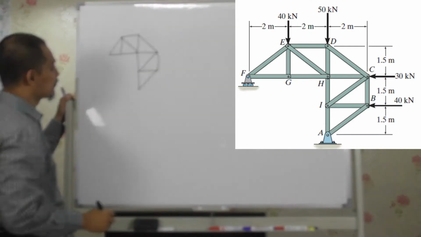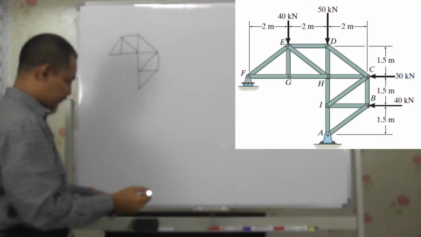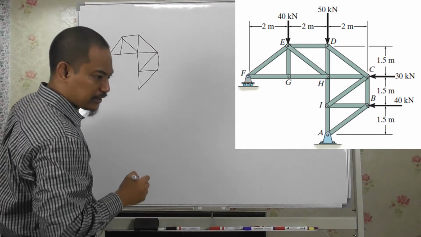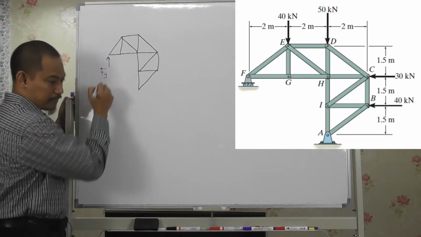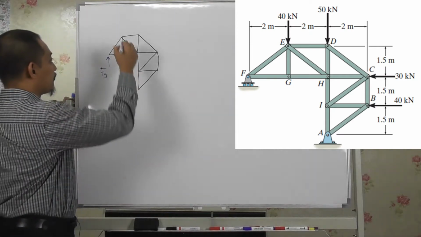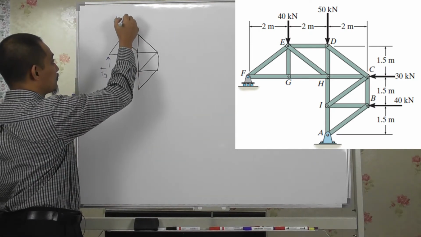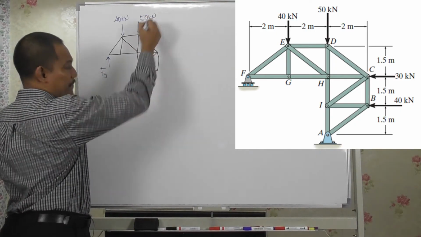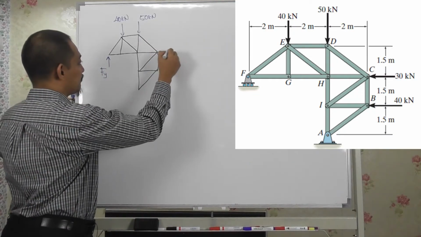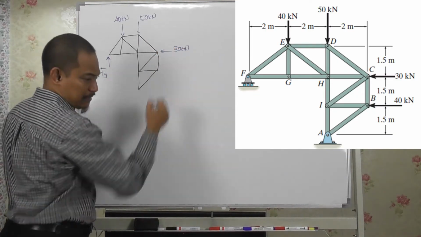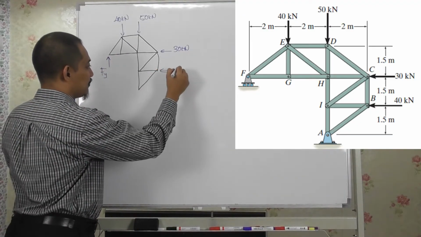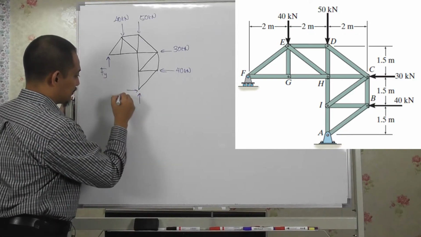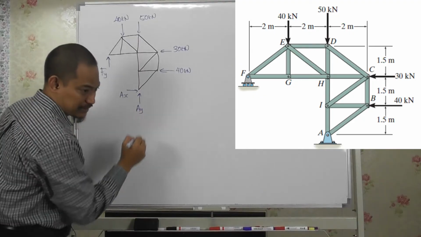Like that, right? So basically, if we draw the forces in blue, we have the roller there, so Fy, point F there. And then we have 40 kilonewton downwards, and 50 kilonewton downwards here, and then 30 kilonewton to the left, and 40 kilonewton to the left, and then we have Ax and Ay, which is a pin support, right.